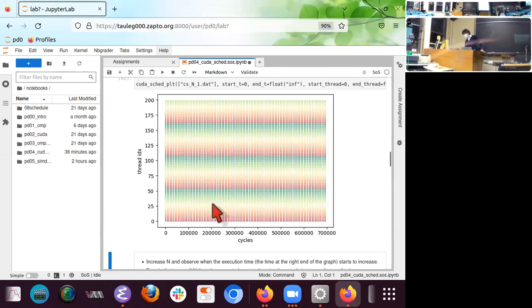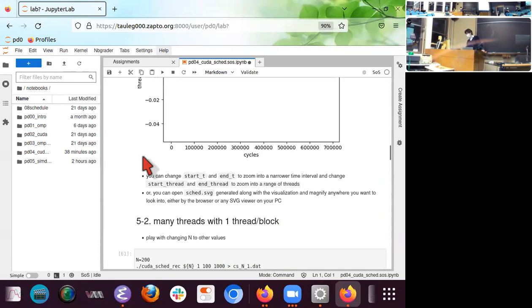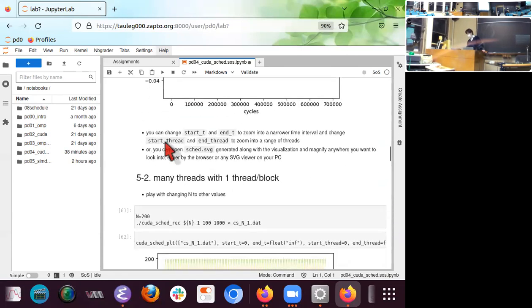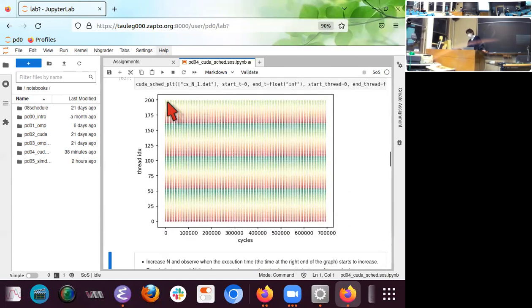So you see a clear pattern of the color. By the way, the color indicates the streaming multiprocessor on which a particular thread happens to execute. This y-axis represents the thread index. In the previous example, you only had a single thread, right? And in this case, you have 200 separate threads. It seems obvious that these threads are somehow distributed across many streaming multiprocessors, indicated by different colors.